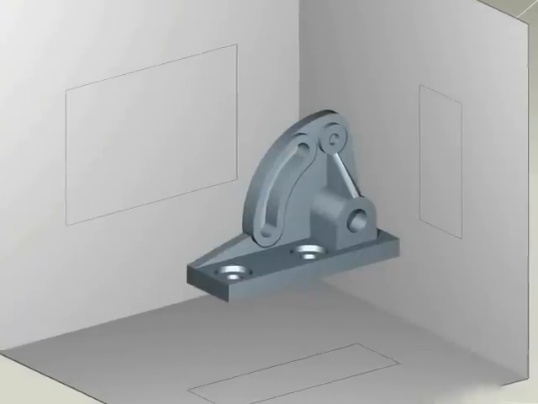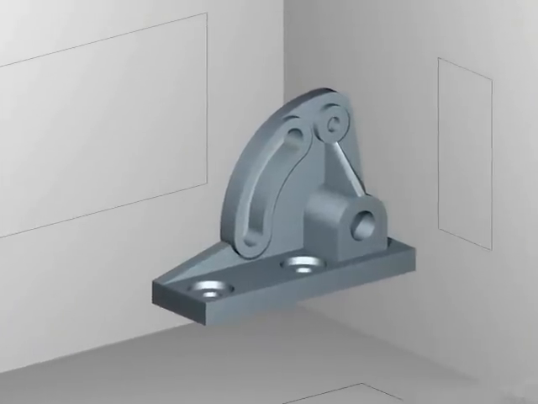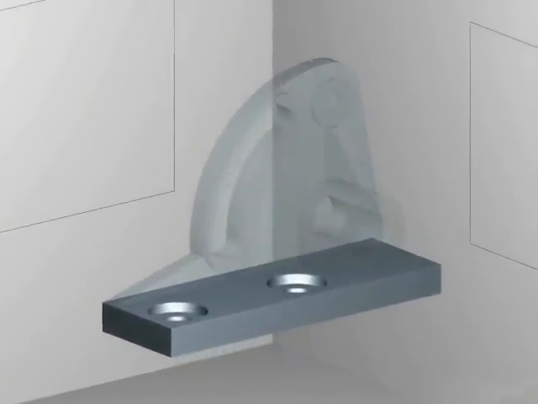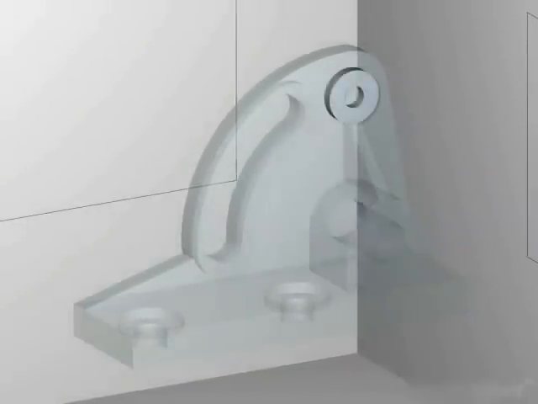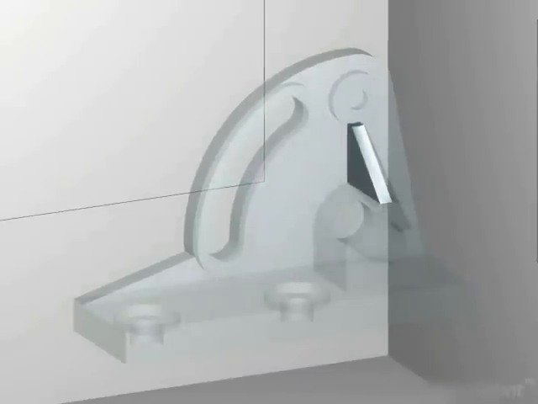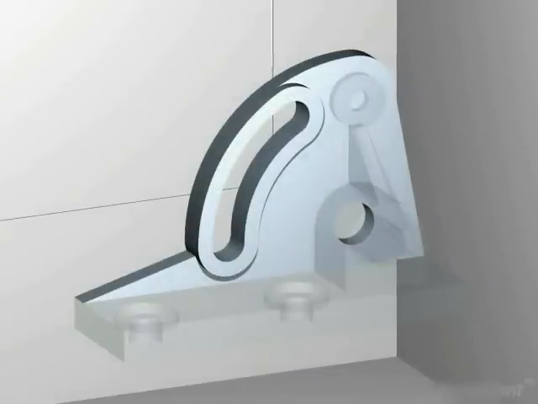Observe the primary parts of this object: base plate with spot holes, semi-cylindrical extrusion, boss hole, rib and slotted vertical plate.